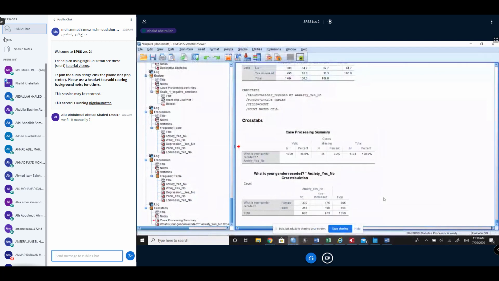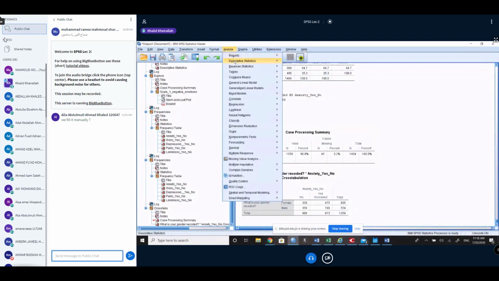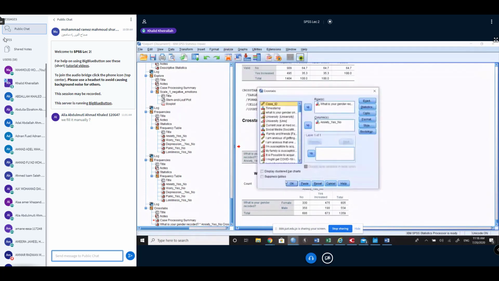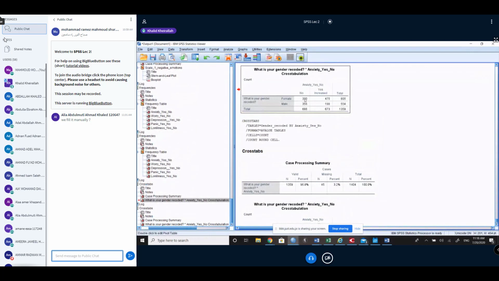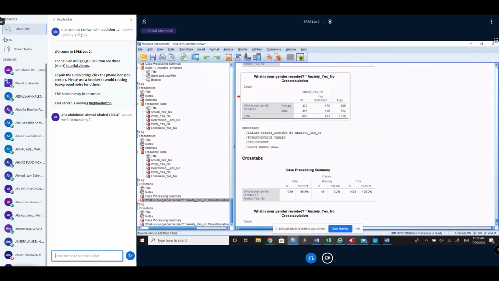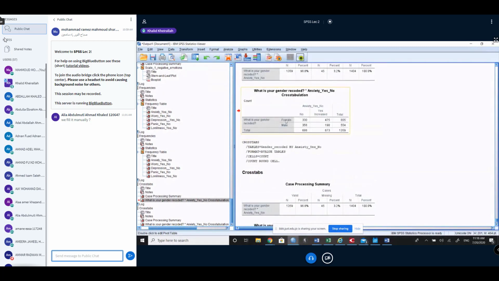Okay. Now what does this mean? Let me do it again so I can see the screen better. Okay. This is the table we are interested in. So this table gives you the distribution of the study participants by two variables, gender and anxiety level. Okay, gender and anxiety level.